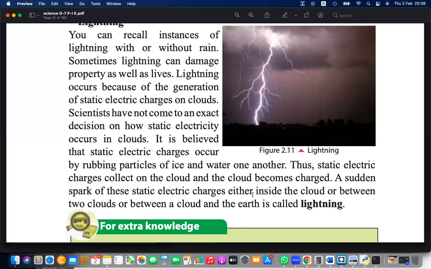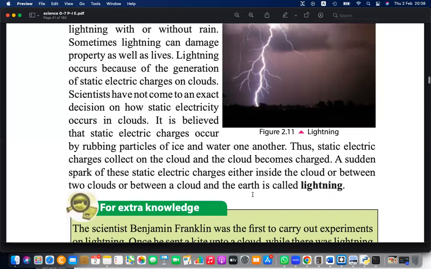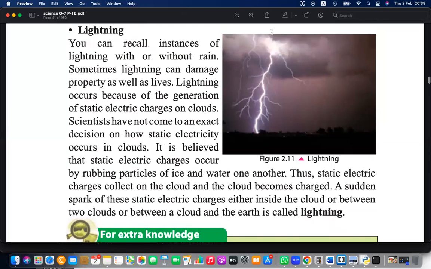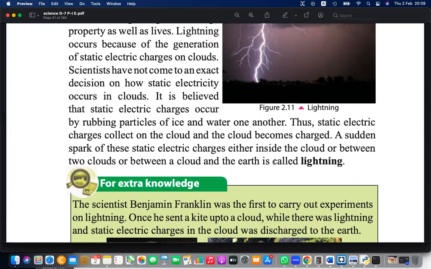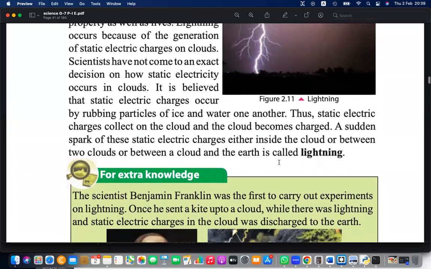Okay. The sudden spark of these static electric charges occurs either inside the cloud, or in between two clouds, or between the cloud and the earth. The cloud එකකින් තව cloud එකකට යන වෙලාවල් තියෙනවා. cloud එක ඇතුළේම මේවා spark වෙන වෙලාවල් තියෙනවා. ඒ වගේම cloud එකකින් එළියට ඇවිල්ලා පොළවටම එන වෙලාවලුත් තියෙනවා. This is called lightning. But cloud and earth එක තමයි අපි කියන්නේ lightning කියලා.